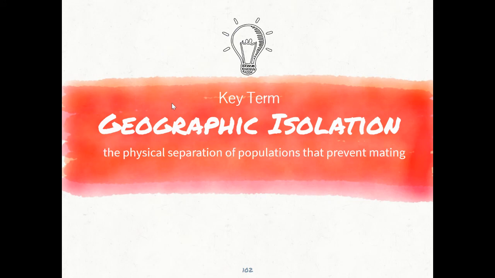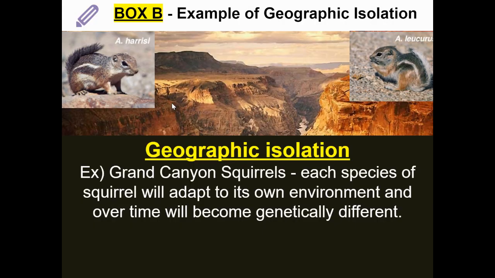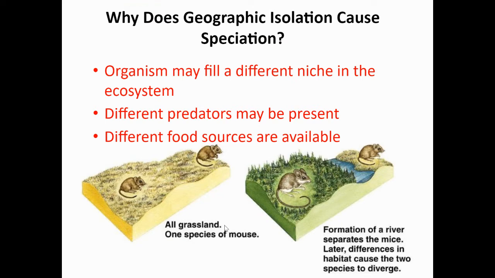Geographic isolation. Geographic isolation is the physical separation of populations that prevents mating. So here is an example of geographic isolation. The Ammospermophilus harrisii and Ammospermophilus leucurus were once one species of squirrels. Each species of squirrel will adapt to its own environment and over time will become genetically different. So they once lived in the same area and over time they became separated by the Grand Canyon. Different predators might be present, different resources, so they're going to adapt differently to fit their new environment.